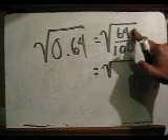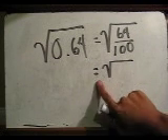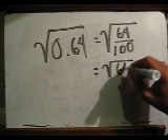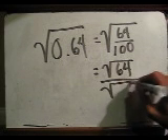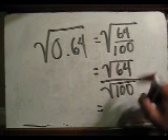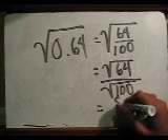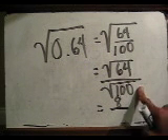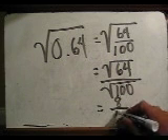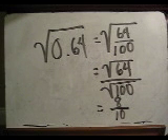Remember, we can separate the 64 and the hundred, so this actually becomes the square root of 64 over the square root of 100. Now that's easy. The square root of 64 is 8, and then over the square root of 100, which is 10, so 8 tenths.